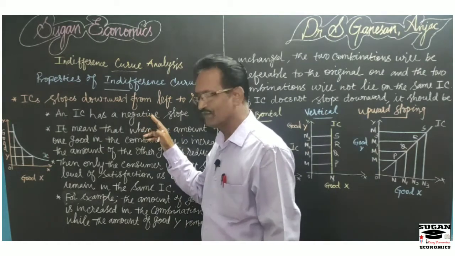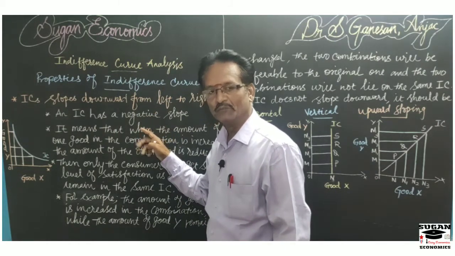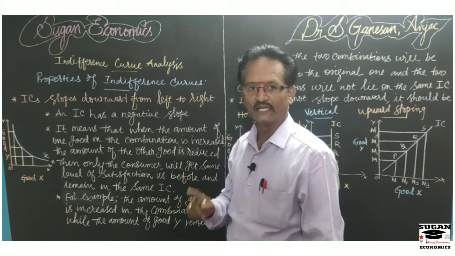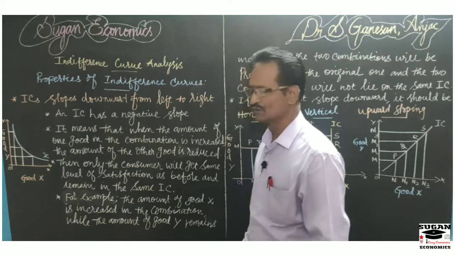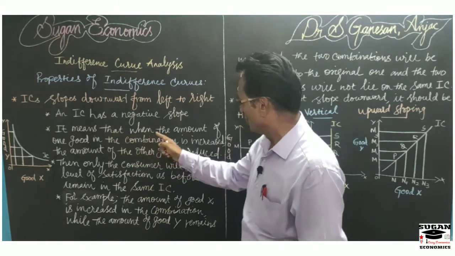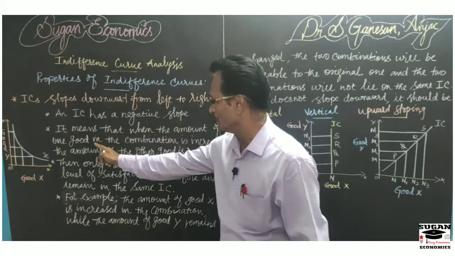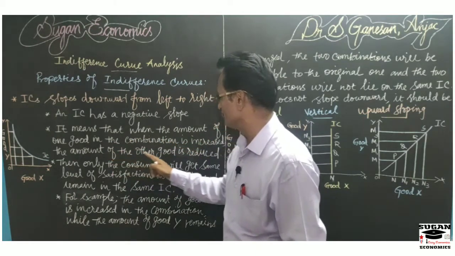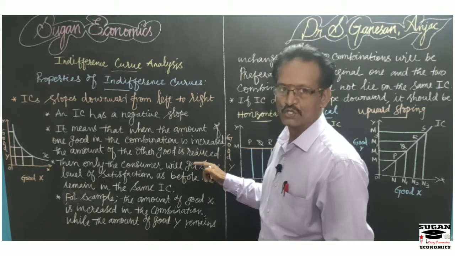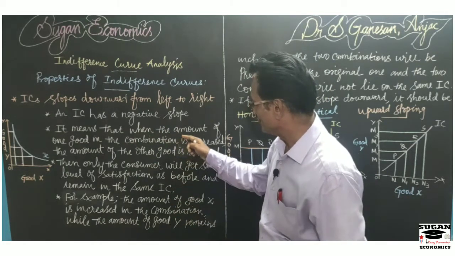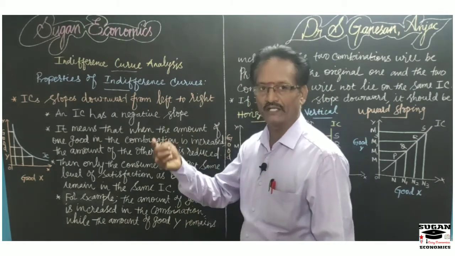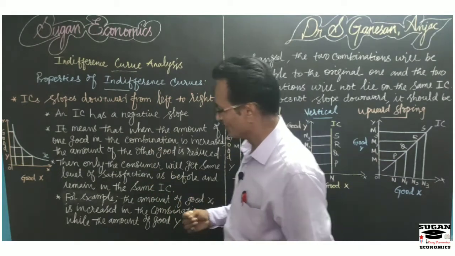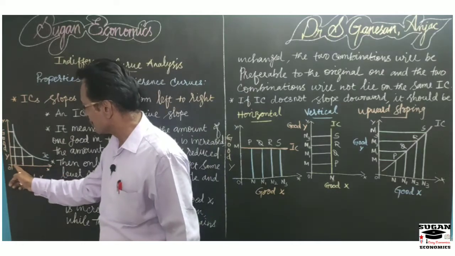Why does an indifference curve have a negative slope? Because of the operation of the diminishing marginal rate of substitution. It means that when the amount of one good in the combination is increased, the amount of the other good is reduced. So in a combination, if you are increasing one commodity, you have to decrease another commodity.